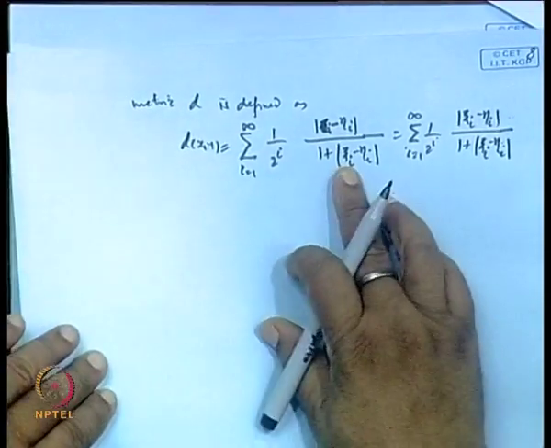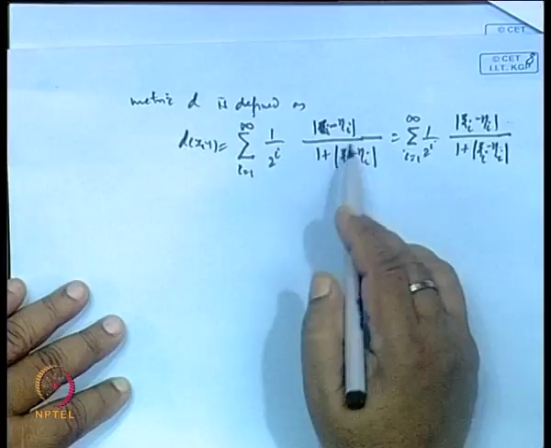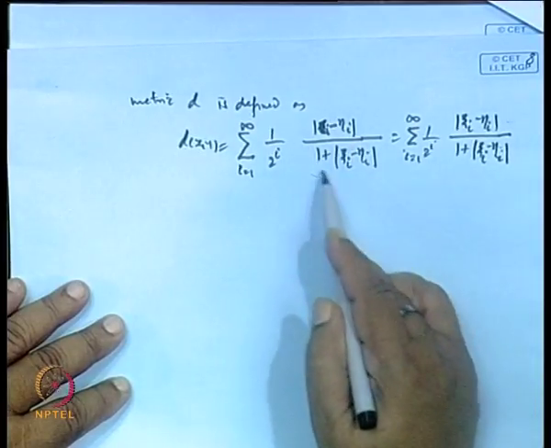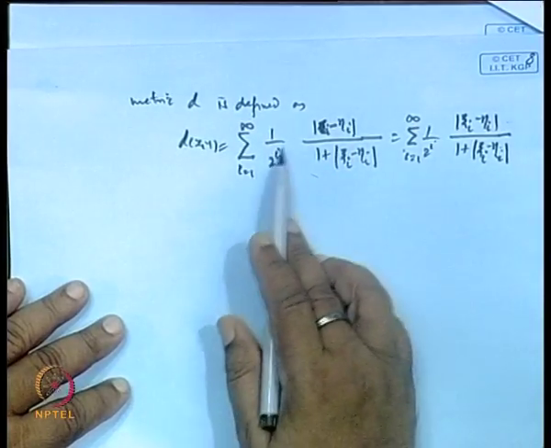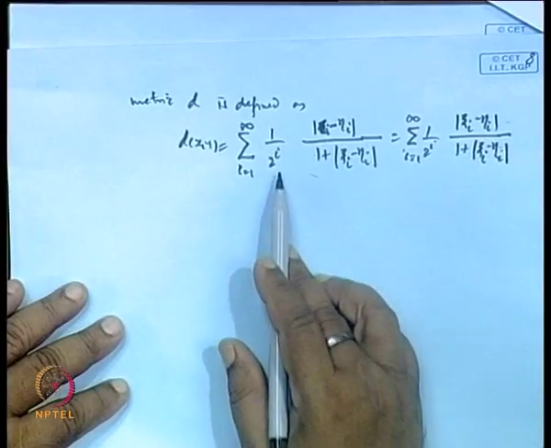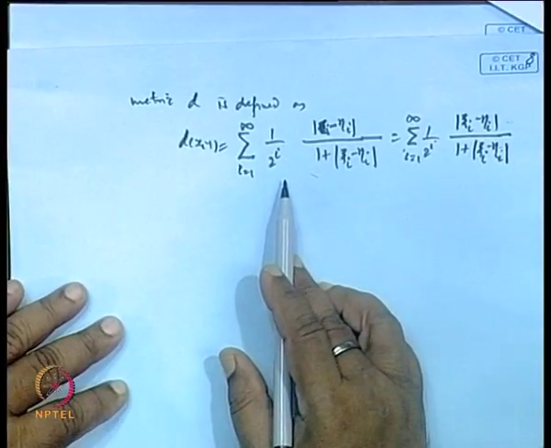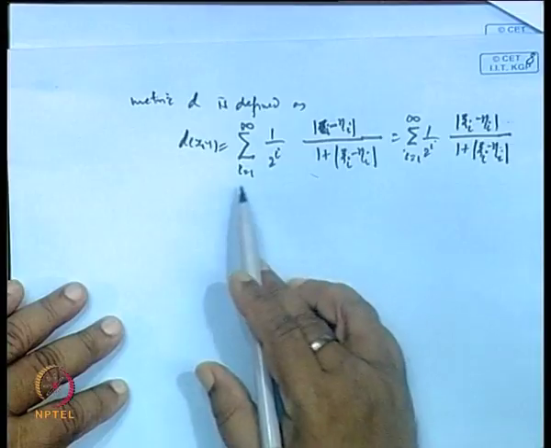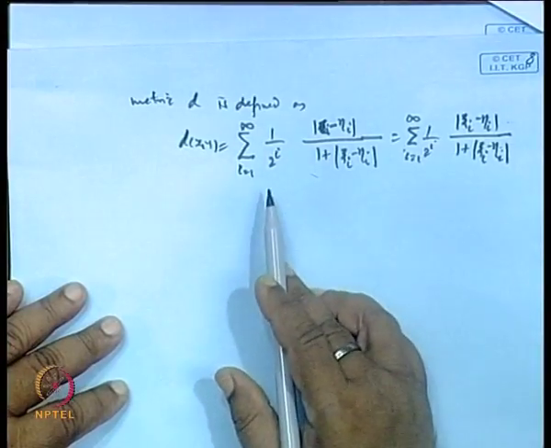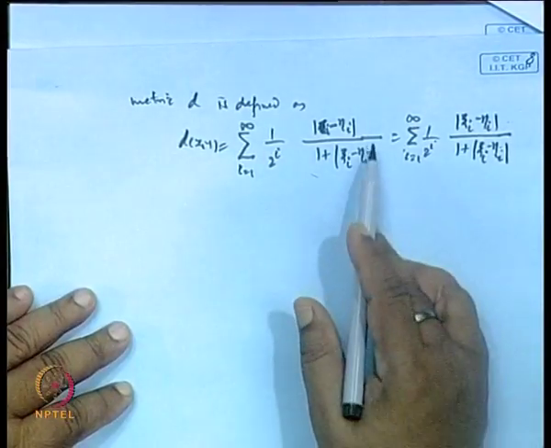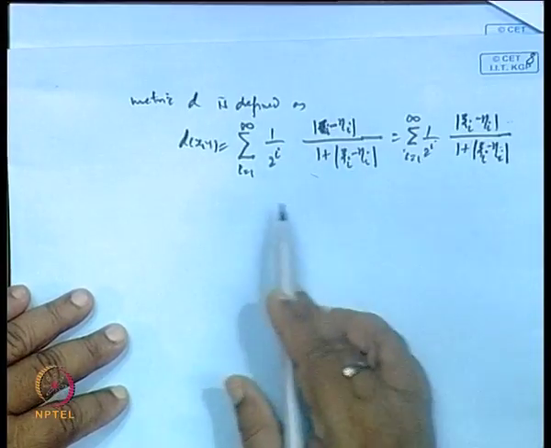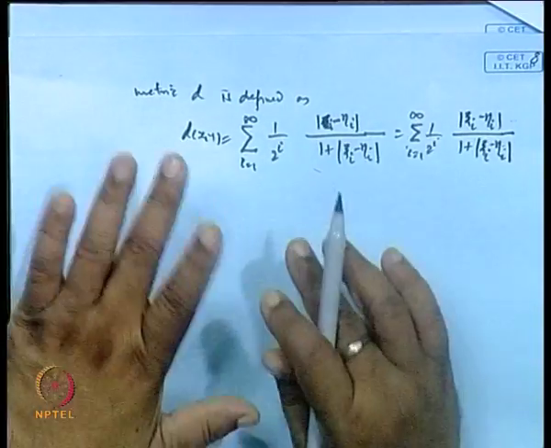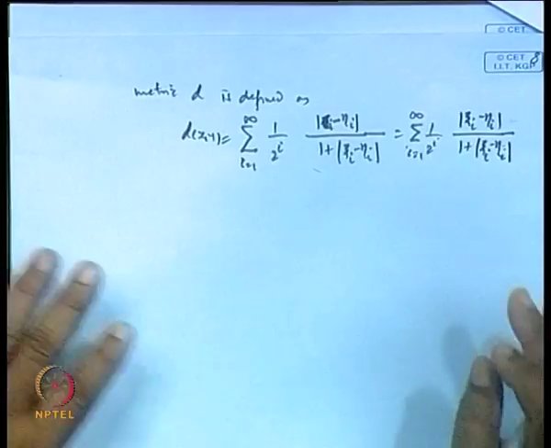Now, it is a valid definition. Why? Because this entire term is less than 1. So, this entire series is dominated by the sum of 1 upon 2^i. Therefore, the sum of 1 upon 2^i is a convergent series, and we get the sum to be 1. Okay. So, this entire series converges to a finite sum. Therefore, d(x, y) is a finite, non-negative, real quantity.